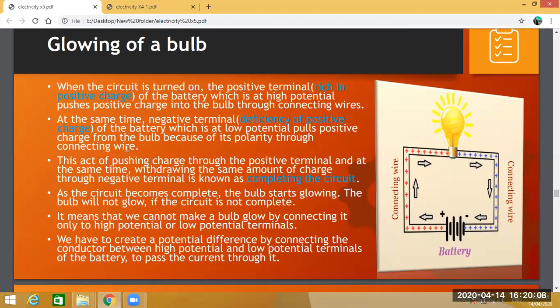In order to have a continuous flow of electric current through the circuit or through the bulb, so that the bulb can glow continuously, we must create a potential difference. We must create a potential difference by connecting the conductor between the high potential and low potential terminals of the battery to pass the current through it. So all these were in brief.